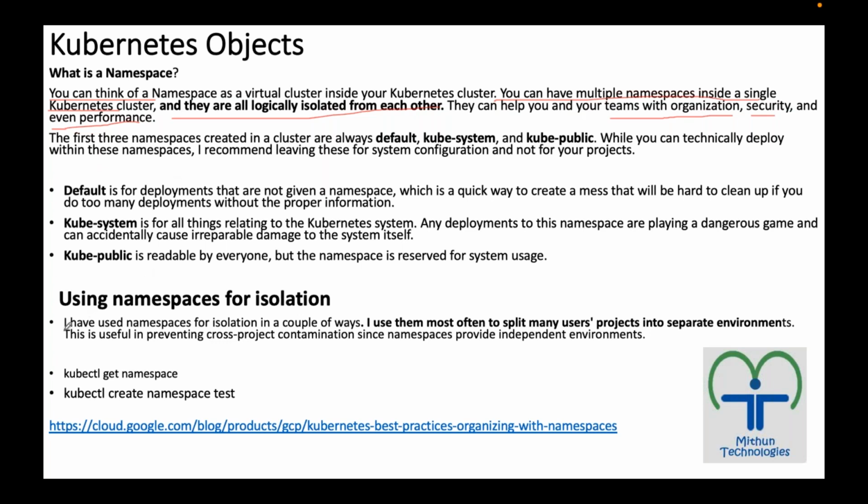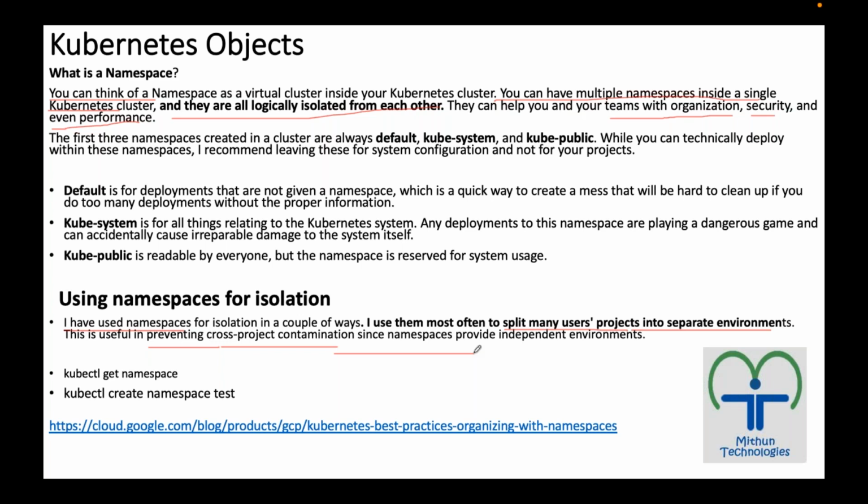So we use namespaces for isolation to split many projects and teams into separate namespaces. This is useful for preventing cross-project contamination, which means I can prevent the team A developer from having access to team B resources. Team B should not have access to team A's Kubernetes resources. So we have this namespace concept.